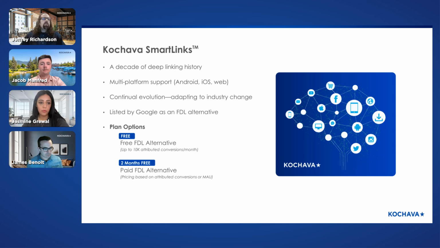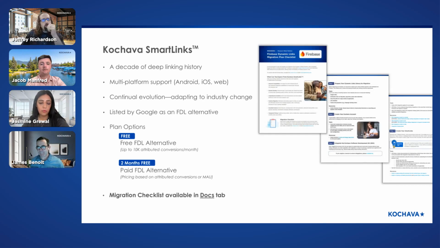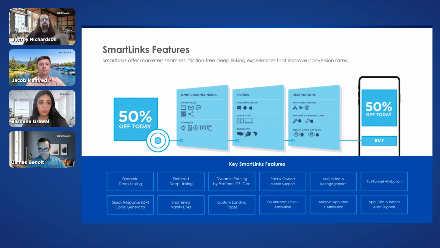So in the docs tab as well, feel free to check this out. You can open the link now and then browse it further after the webinar. There is essentially a full migration checklist of what the process would look like to migrate from FDL specifically to Kochava Smart Links, as one of Google's listed FDL alternatives. And we already covered, Jasmine, you mentioned some of the features. We have a full listing on this slide here. Is there anything else, James or Jacob, that you would call out as an important foundational feature?